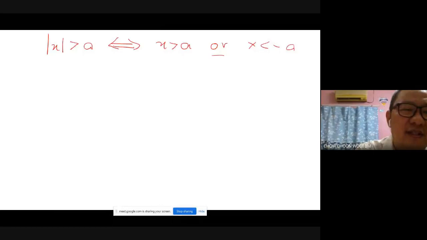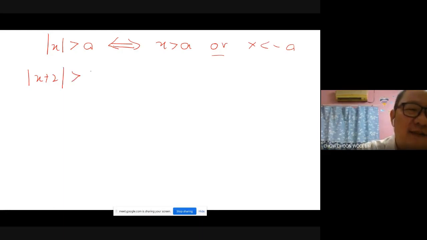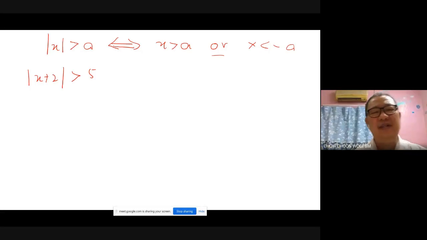Let's say if I give you modulus of X plus 2 is greater, sekarang itu untuk lebih besar, greater than 5. Then how we are going to open up this modulus? Okay, I give you 1 minute. Based on the definitions, can you please show me your answer?